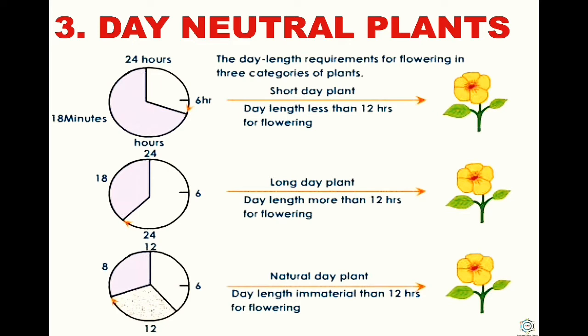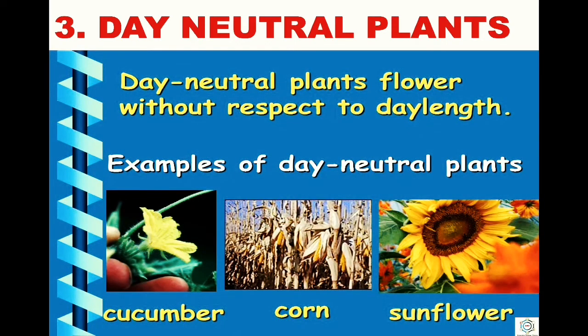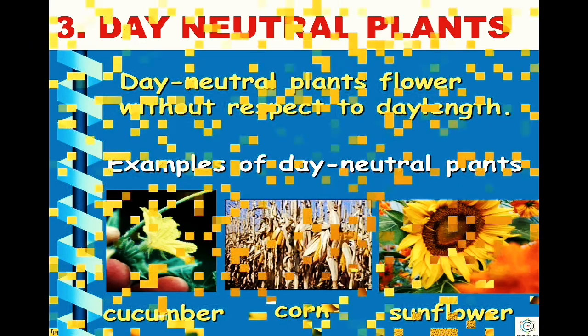So here you can see that in the case of day neutral plants, day length is immaterial for flowering. The common examples are Cucumis, cucumber, Zea, maize, balsam, tomato, cotton, sunflower. These are the examples of the day neutral plants.